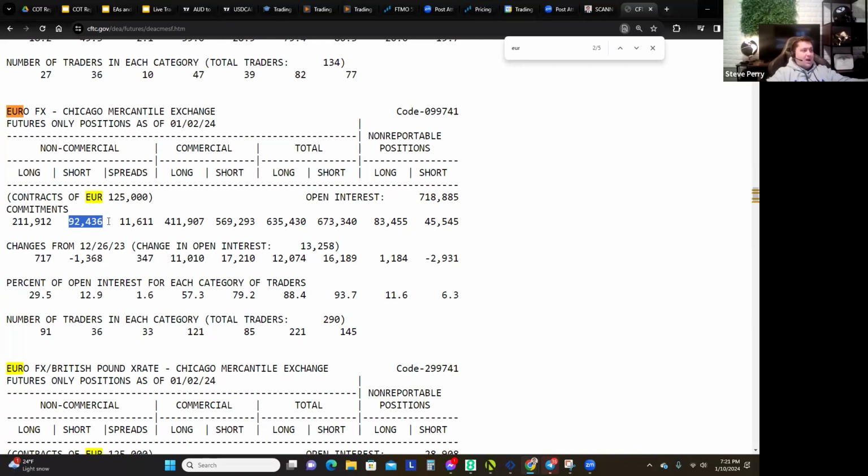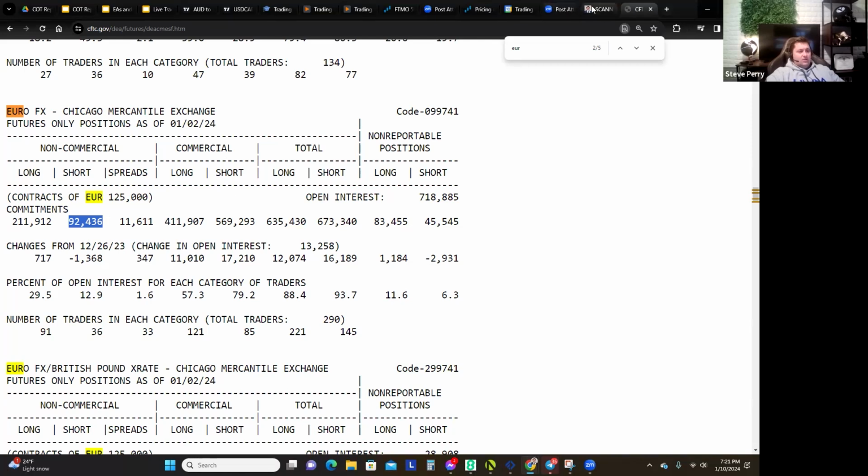So they are indeed buying the euro and not so much selling it. Now they do have some sells, as you can see, but more than double, they are buying the euro right now, right? So how does that factor into the scanner?